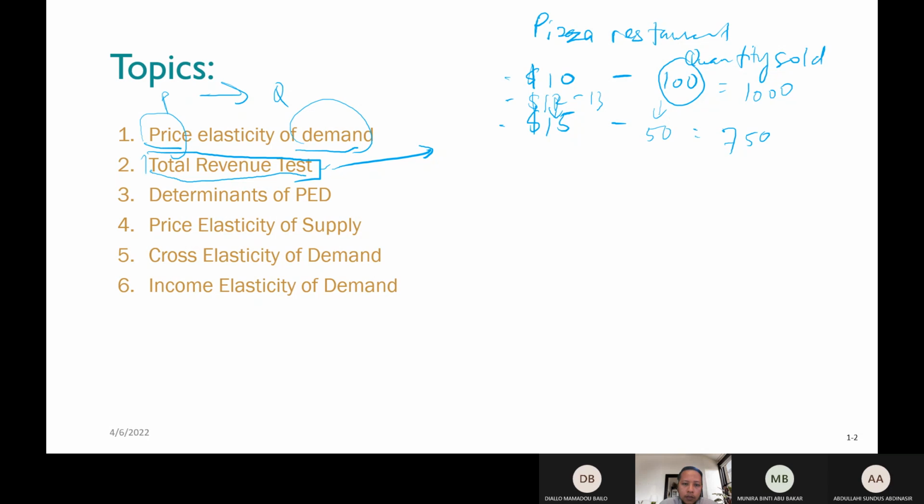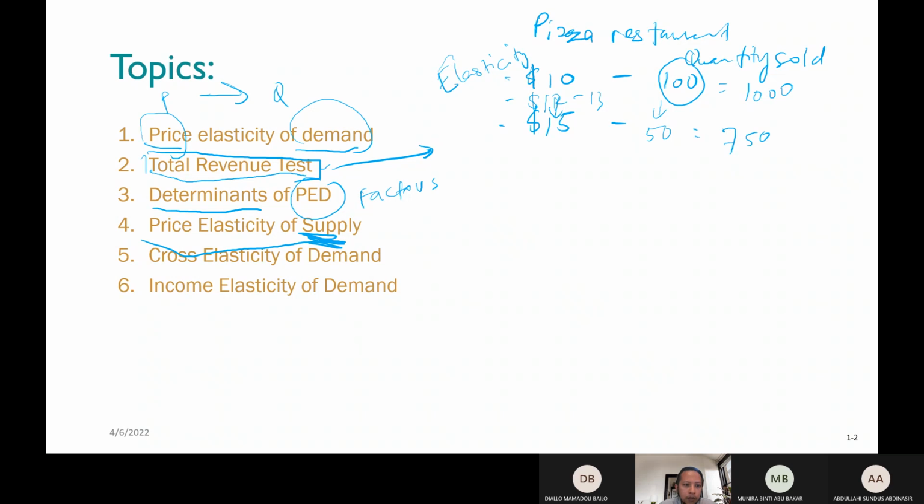This aspect of how price affects the quantity being demanded is basically the concept of elasticity. We'll go through this as well, and then we'll look at what determines the price elasticity of demand, the factors that influence it. Then topic 4, we'll look at price elasticity of supply. Similarly, supply also has its own elasticity, how it changes in terms of price and quantity, and there are different factors that influence supply.